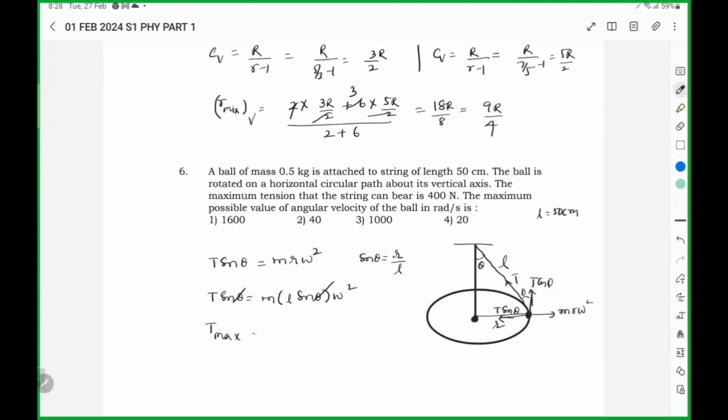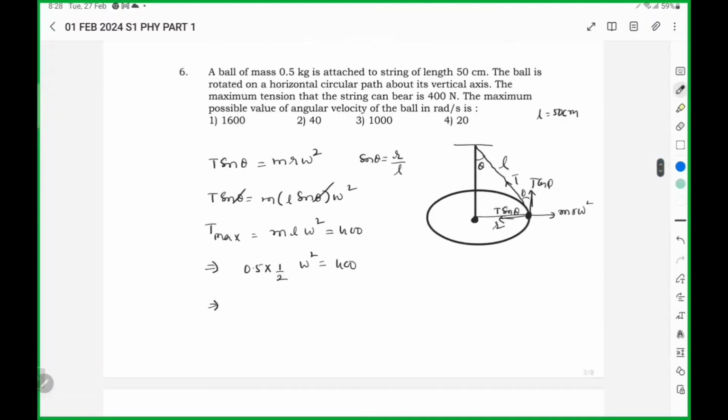So the maximum tension is m L omega square, which is given as 400 newtons. Mass is 0.5 kg, L is half, omega square is 400. So omega square is 800 by 0.5, so we get 1600. Omega is 40 radians per second.